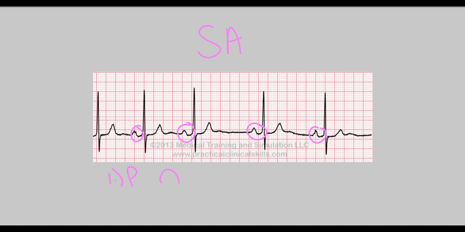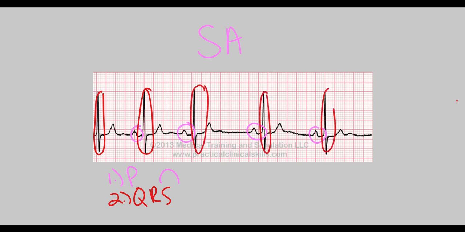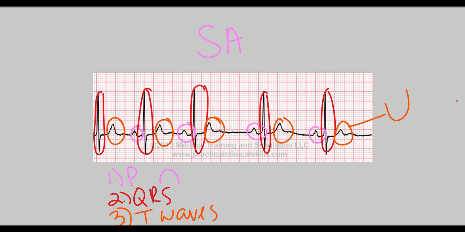Then let's change the color. We have our QRS. The QRS is this whole thing here. And let's change the color again. We have our T waves, and the T waves are upright. Those can become inverted also, so watch out for that. Those could be like this. Make sure that they're upright.